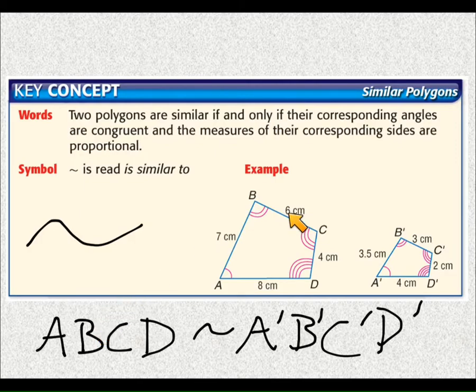B is congruent to B prime. C is congruent to C prime. D is congruent to D prime. So all the angles match up. All the angles are the same degrees. But their sides are proportional.